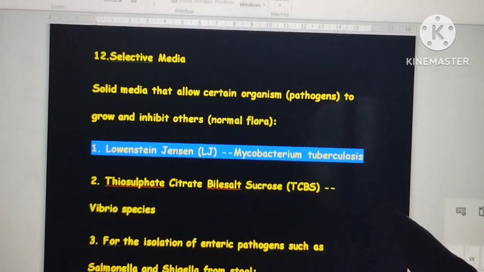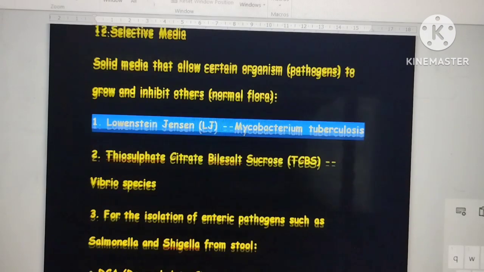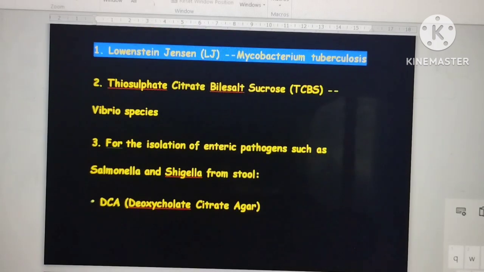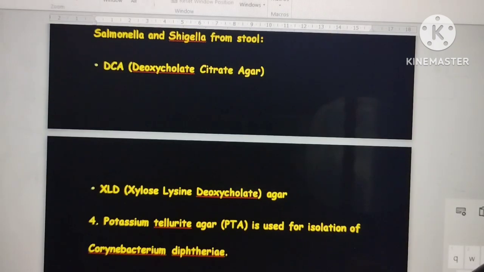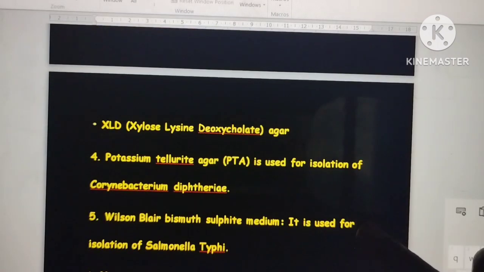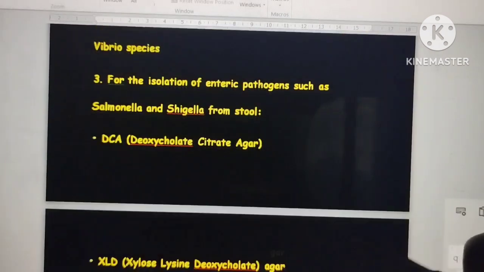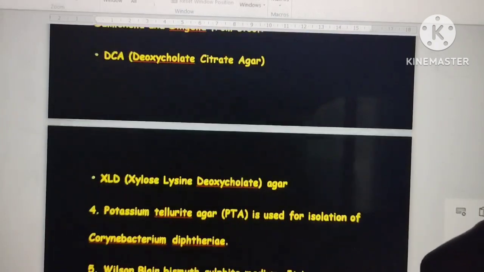The examples are: Lowenstein-Jensen for Mycobacterium tuberculosis, thiosulfate citrate bile salt sucrose for Vibrio species, and for Shigella and Salmonella, deoxycholate agar and XLD. Potassium tellurite is for Corynebacterium diphtheriae, and Wilson-Blair medium is for Salmonella typhi. LJ medium has been asked, friends. Another important point about LJ medium I will discuss at the end.